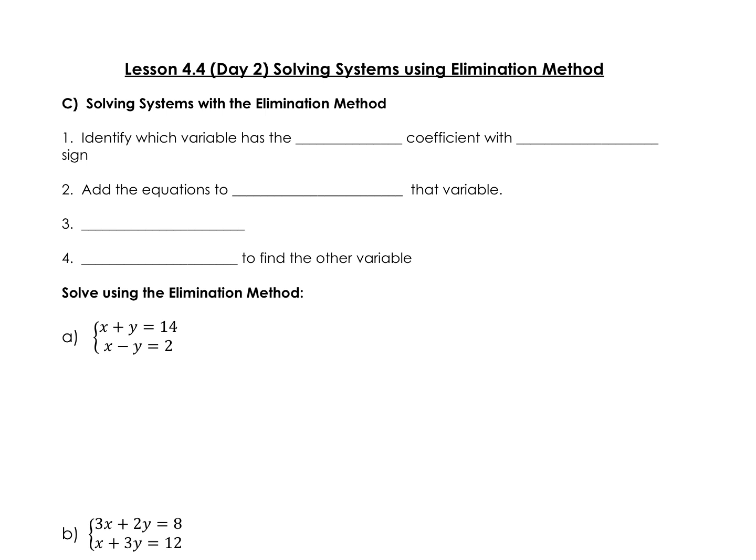So the steps for elimination are kind of confusing, just like the ones for substitution. So we're going to write them down and then we're going to talk about them as we do a problem. So the first step for solving a system by elimination is to identify which variable has the same coefficient with the opposite sign. Same coefficient, opposite sign.